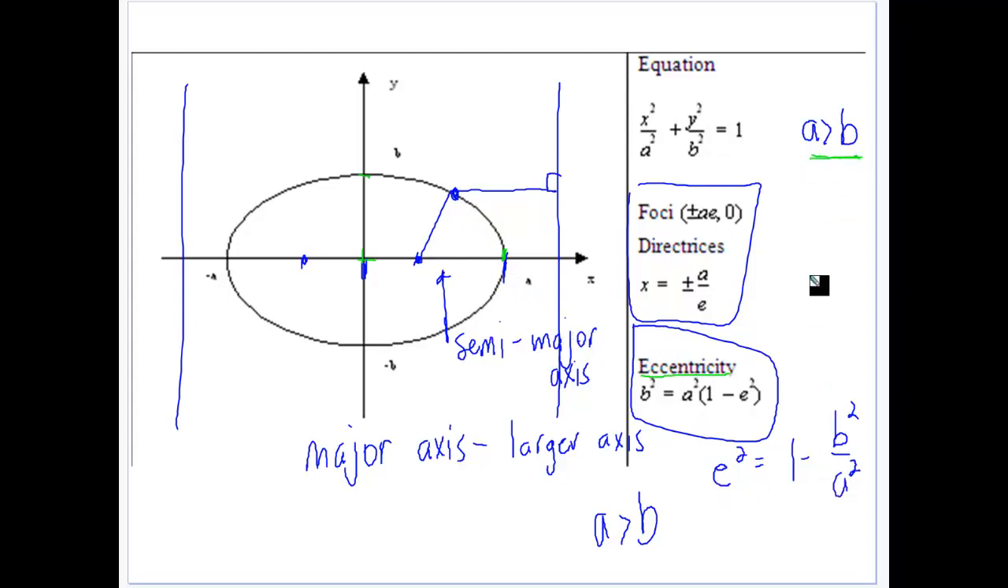Because A is greater than B, we have this relationship for the eccentricity. Or we could write it like that. So E squared is equal to 1 minus B squared on A squared. Now B squared on A squared will give you a fraction every time, and 1 minus that will give you a fraction. Taking the square root of a fraction gives you a fraction as well. So we will have that all the time. The eccentricity for an ellipse is always between 0 and 1.